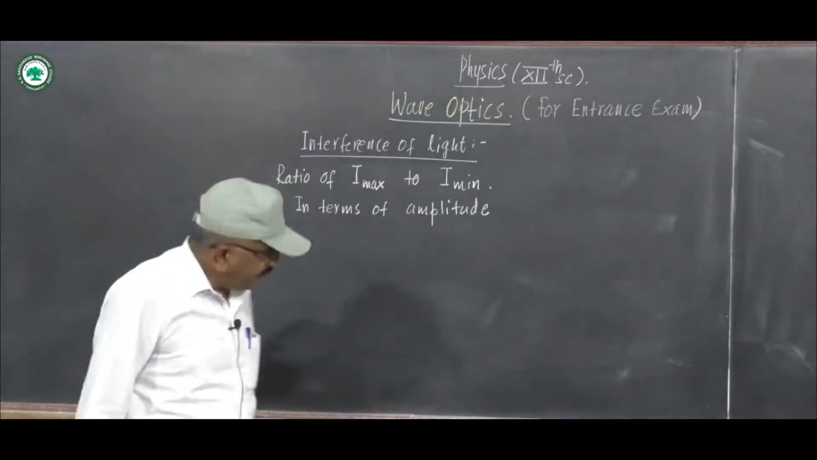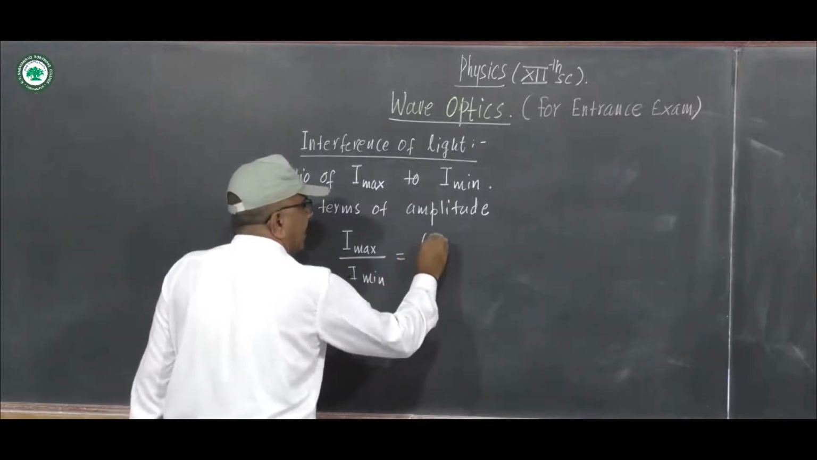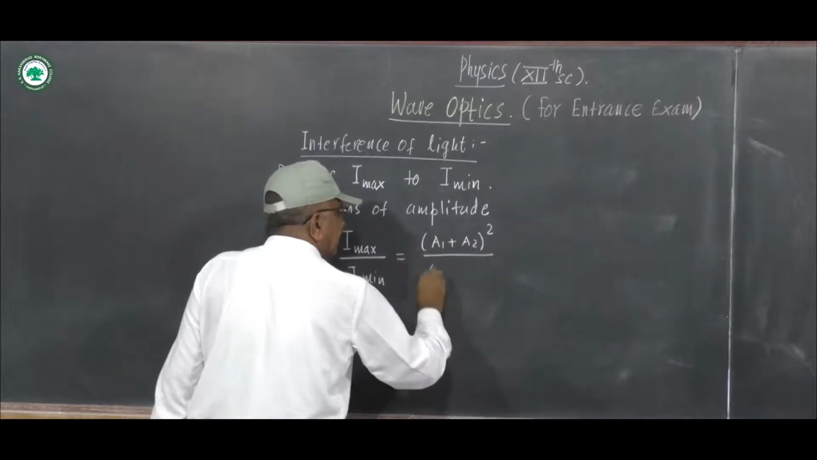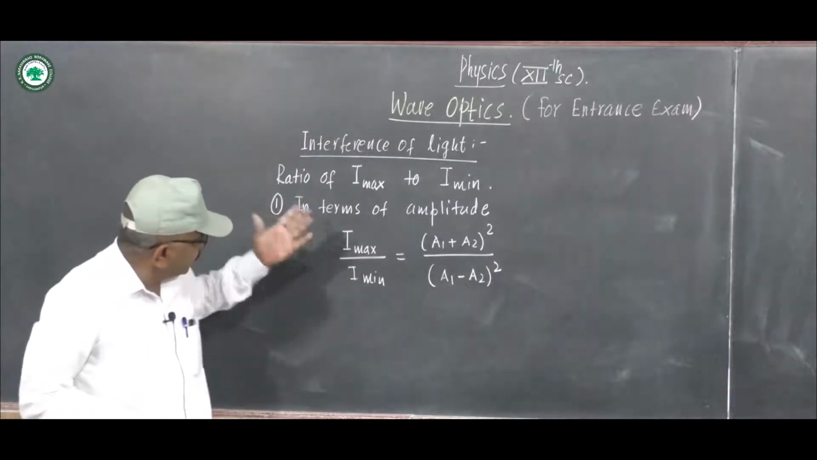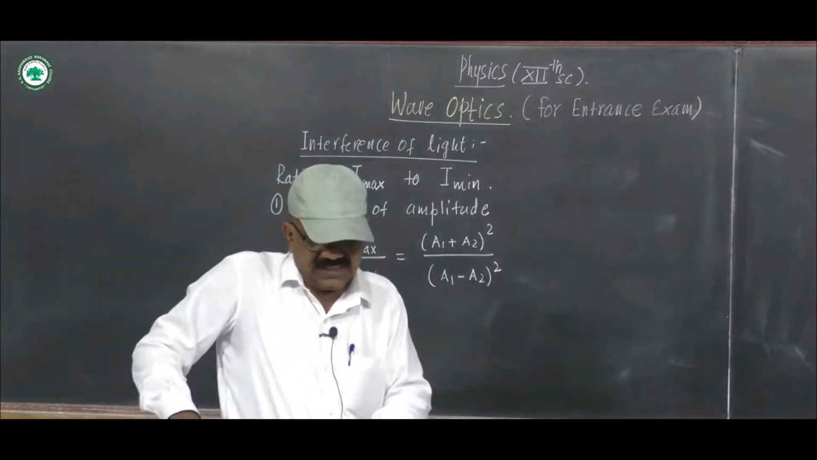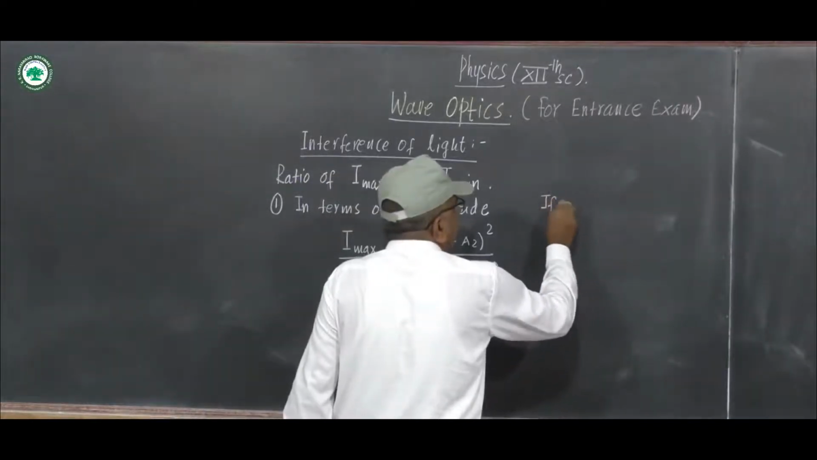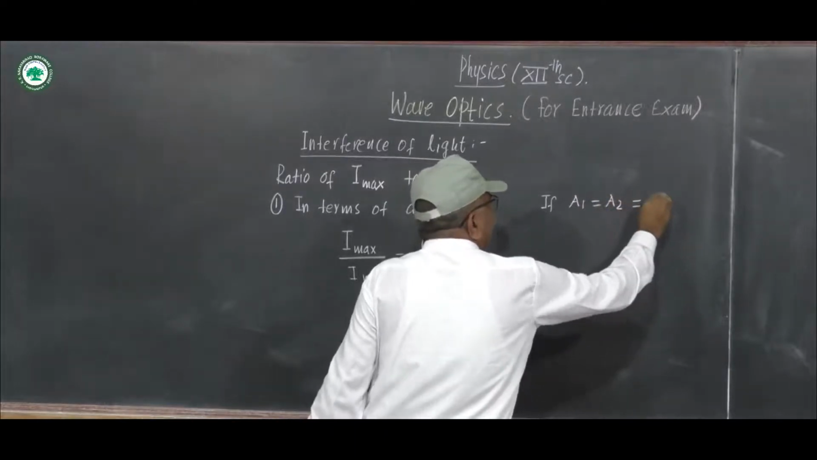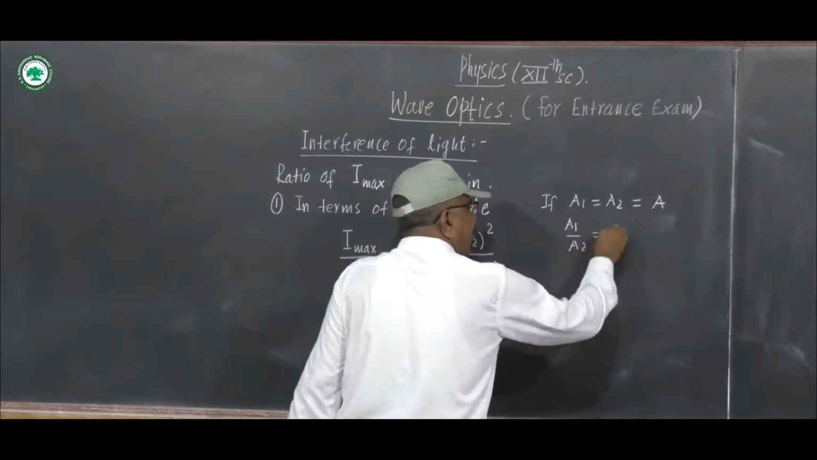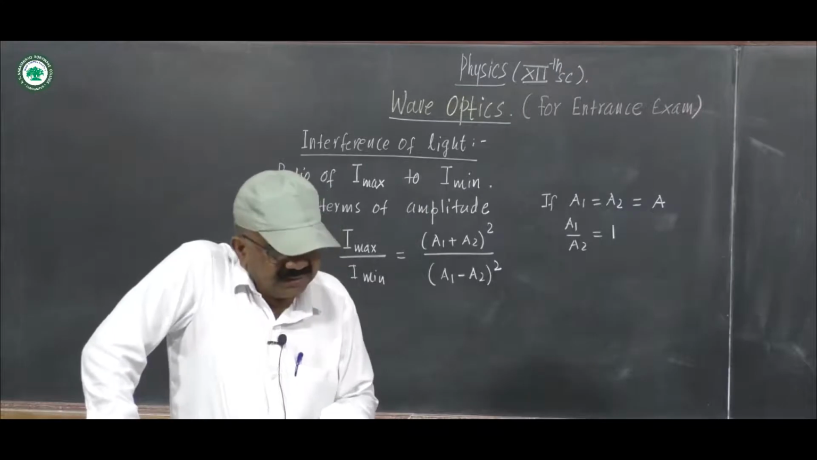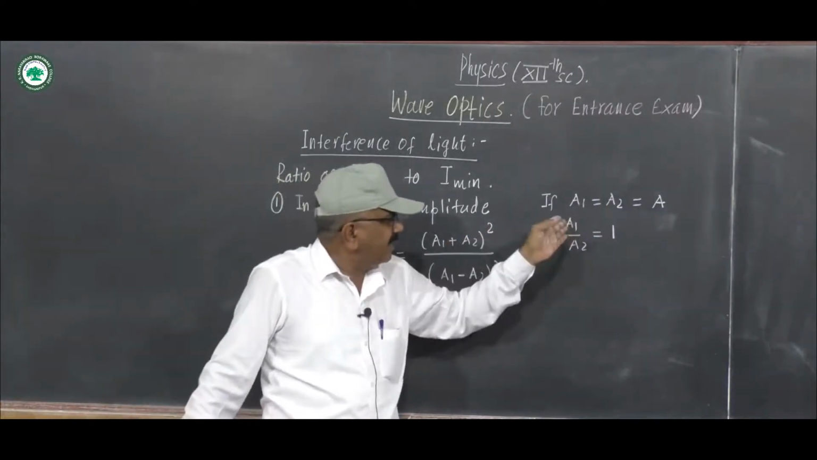In terms of amplitude, the ratio of I max to I minimum is (A1 plus A2) squared divided by (A1 minus A2) squared. The formula is like this: I max to I minimum is (A1 plus A2) squared divided by (A1 minus A2) squared. If A1 is equal to A2, and suppose that is equal to A, if these amplitudes are equal, then the ratio A1 upon A2 is 1.